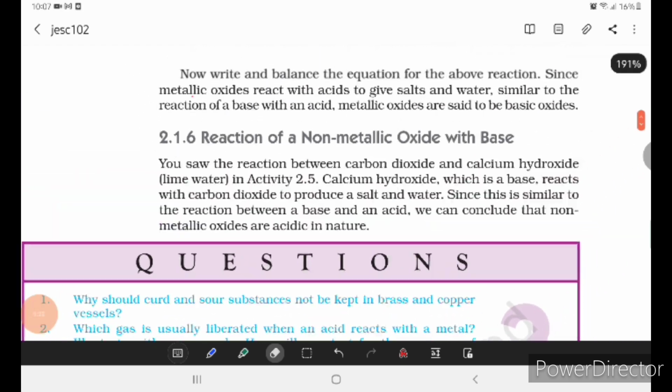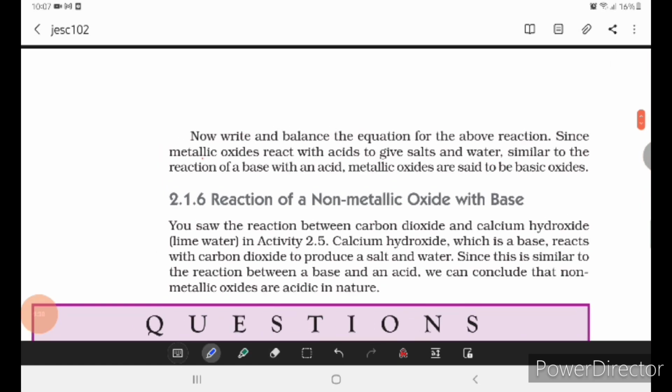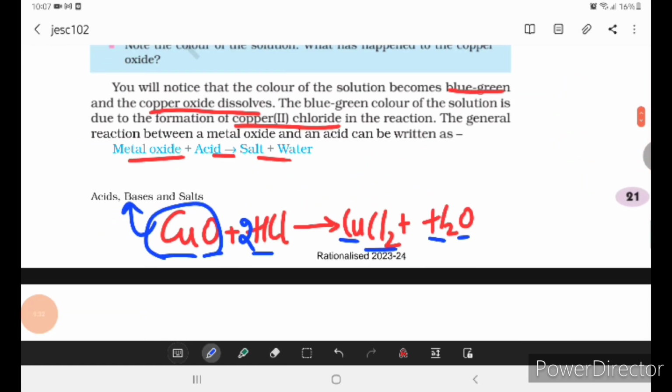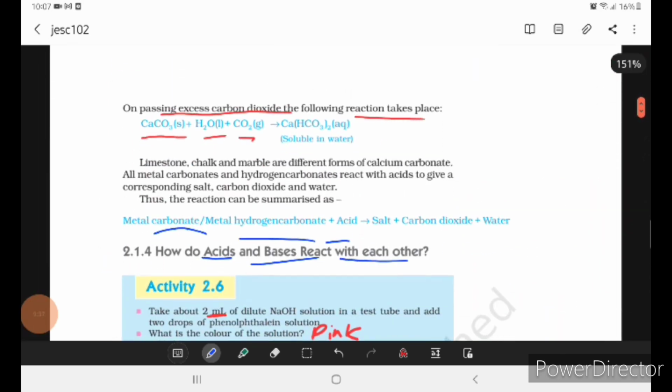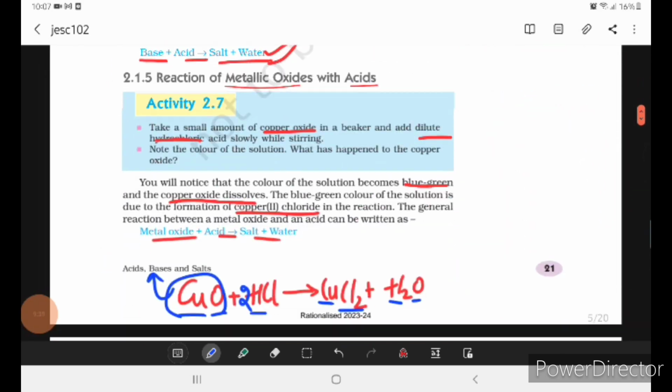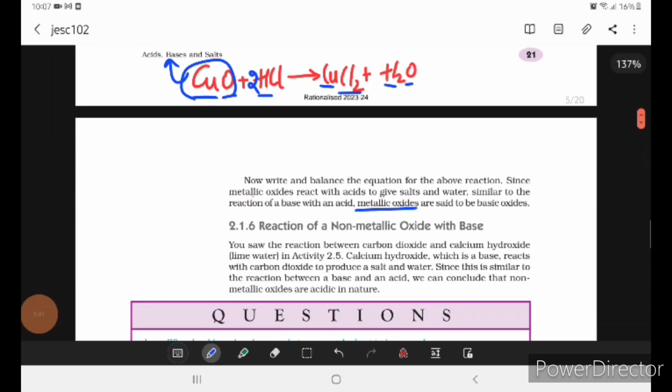So that's all for this video. In this video we have learned about neutralization reactions, that is a reaction between an acid and a base, which form salt and water, and that metallic oxides are basic in nature and non-metallic oxides are acidic in nature.